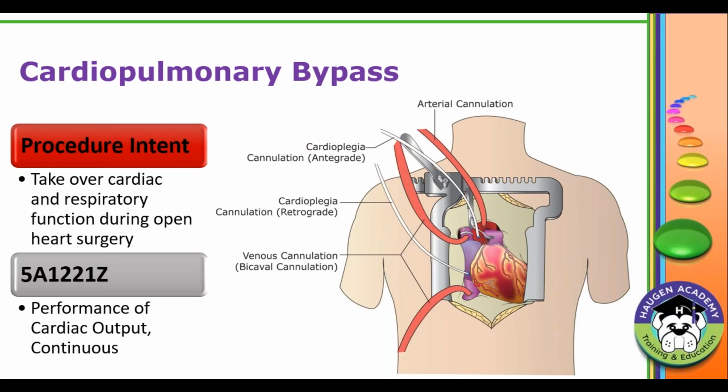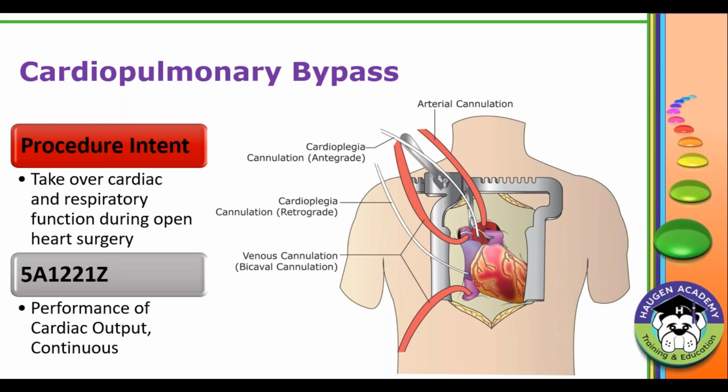Now, how this is coded is it goes to performance of cardiac output, and it goes to performance because remember, the root operation definition of performance is taking over the function of a body part. And way back in the day when I was first learning PCS, 10 years ago, we were coding out both the cardiac and the respiratory piece separately, and then they came out and said, no, just code the cardiac output piece of this to report cardiopulmonary bypass.